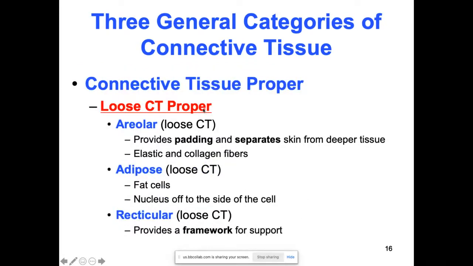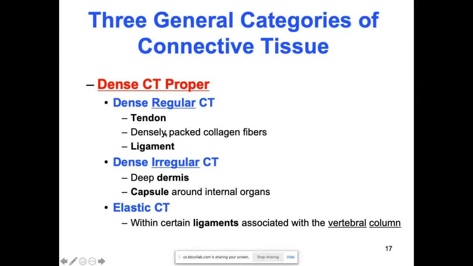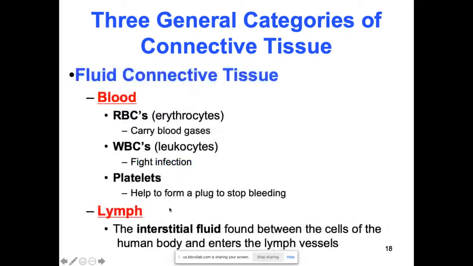Okay, so we have connective tissue proper: loose connective tissue, and dense connective tissue, dense regular, dense irregular, and elastic connective tissue. For fluid connective tissue, we have blood and lymph. Blood is red blood cells, white blood cells, and platelets. Red blood cells are known as erythrocytes. Erythro means red. Leukocytes, leuko means white. And platelets used to be called thrombocytes because they help form a thrombus, which is a blood clot, which is why it helps to stop bleeding.